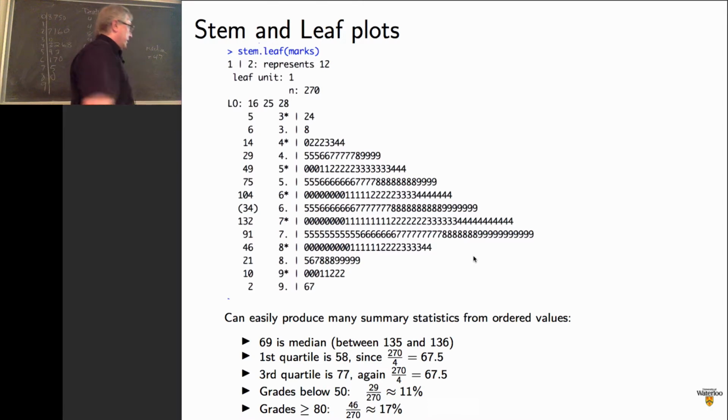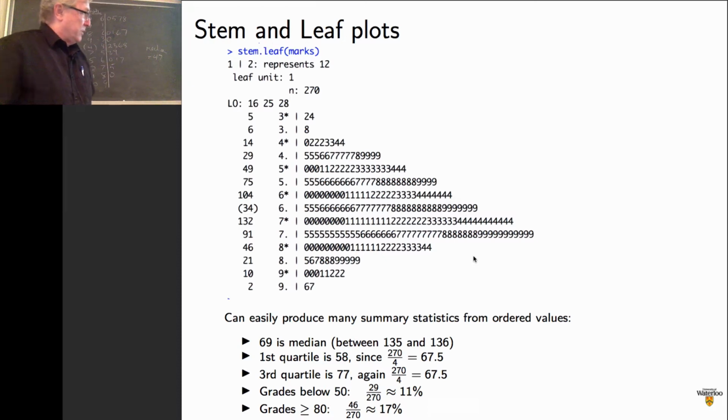And things that often interest you are what proportion is below 50 and what proportion is above, say, 80%. So there we had an 11% failure rate, and 17% above 80. Okay? And that's actually a pretty good distribution for grades. Any questions? That's stem and leaf.